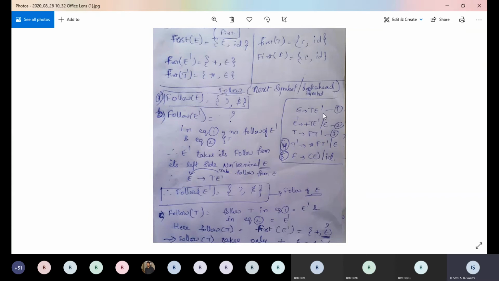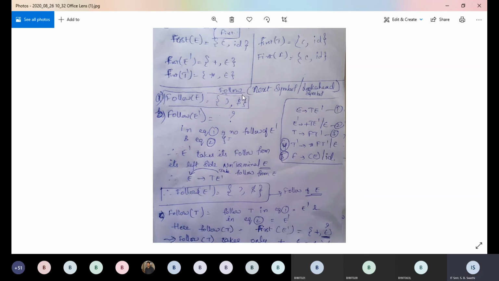So when there is no follow, what we have to do is E dash will borrow the follow from its parent node. What is the parent node for this? If you draw a syntax tree using this, how do you draw it? E will be the parent, T will be the left child, E dash will be the right child. So for these two, what is the parent? Parent is E. So E dash will borrow its follow from its parent node, that is E.